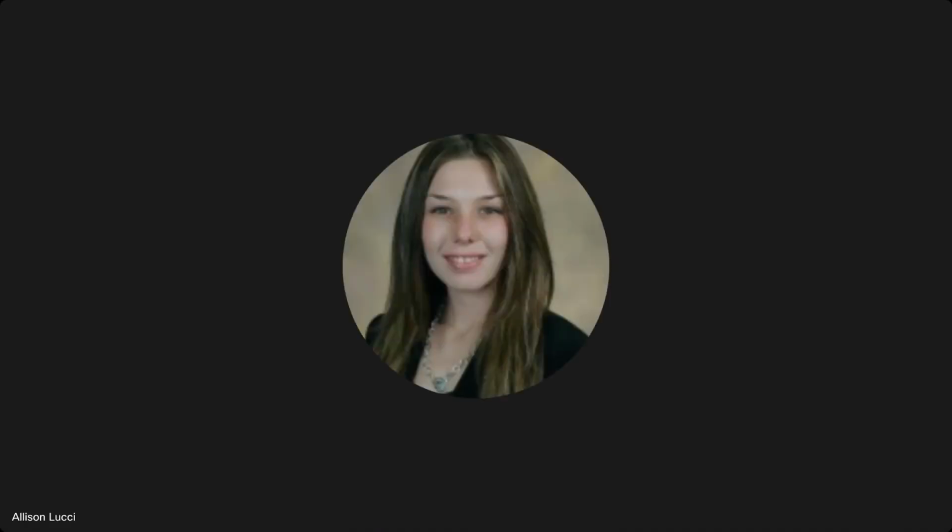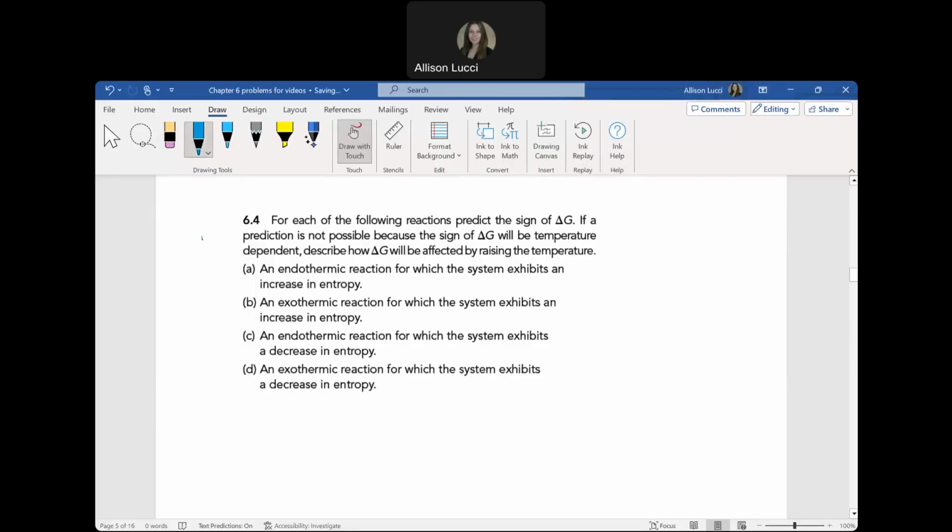So in problem 6.4, we're going to be asked to predict the sign of delta G, and we're going to be given information about the enthalpy change and the entropy change of the system. We're asked to predict whether or not delta G will be positive or negative.